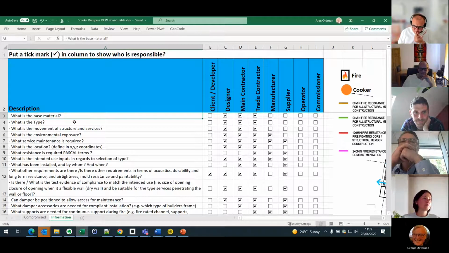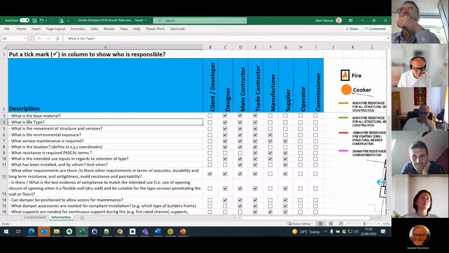Okay, so is there anything that we disagree with? Who is going to be giving us this information? I'm looking at what's the base material. Alex, sorry, can I just ask a question? Is it a case of who's going to give us, the housing association, the information, or is it a case of who is best placed to provide the information? In relation to the base material, I'd expect the manufacturer to provide that information, but they probably won't provide it to us. It probably would be the main contractor or the designer that would provide it to us. So which question is it?